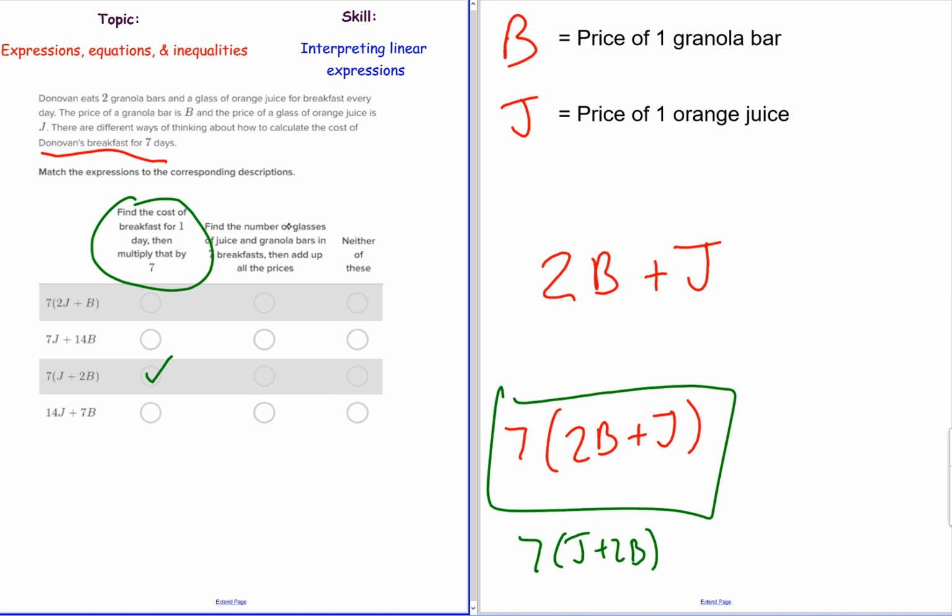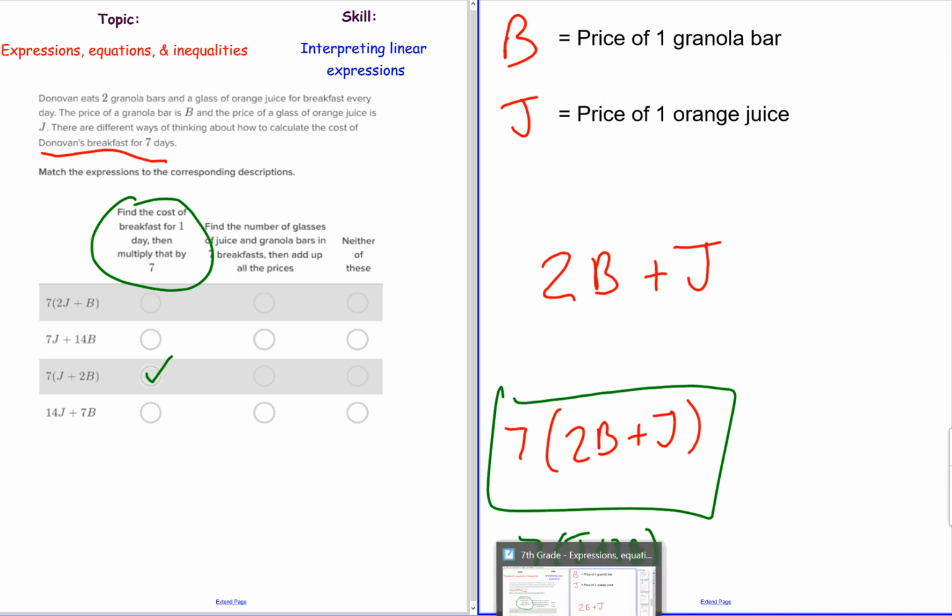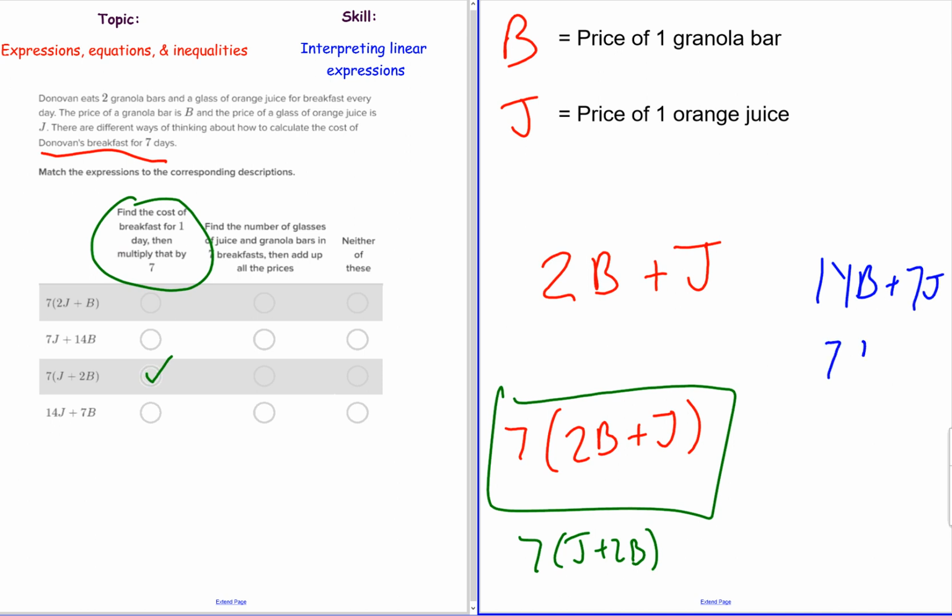Now, find the number of glasses of orange juice and granola bars in 7 breakfasts and then add them up. So if you think about it, over 7 breakfasts, let me try a different color here. Let's go with blue. In 7 breakfasts, he's going to have 14 bars, plus he's going to have 7 juices, right? They have the juices first, so let's do 7J plus 14B.